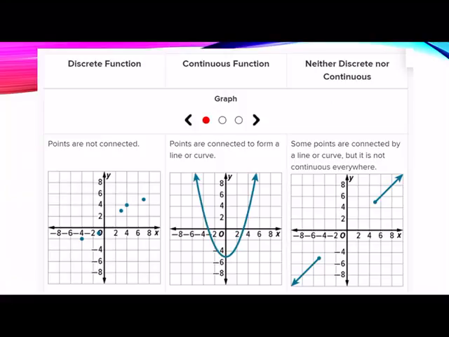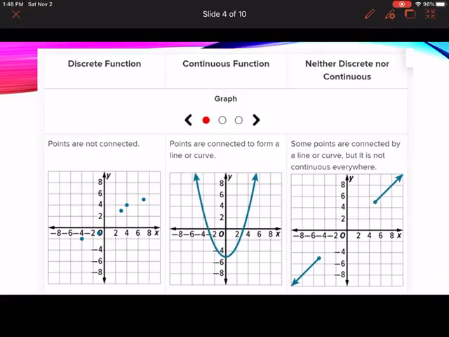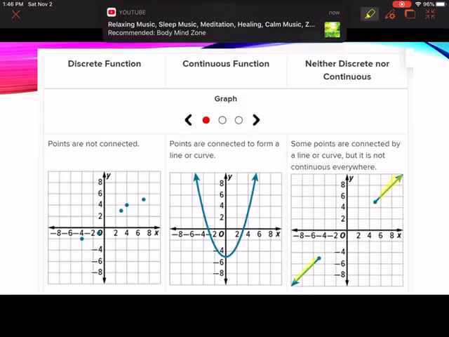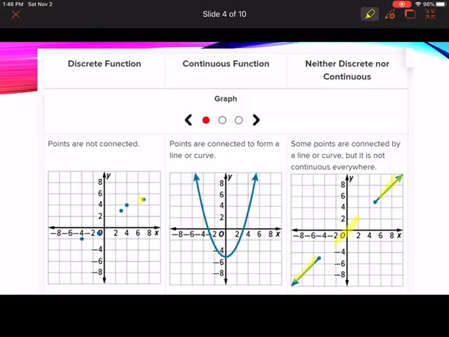And then neither discrete nor continuous, it has some parts that are continuous, like you have these two lines. Let me highlight those. So you have these two lines, but they're not connected. So there's a big jump here, which means it's neither. It's not just points in random spots. It's not a curve or a line. It's a line, but it's broken, or a curve that's broken.